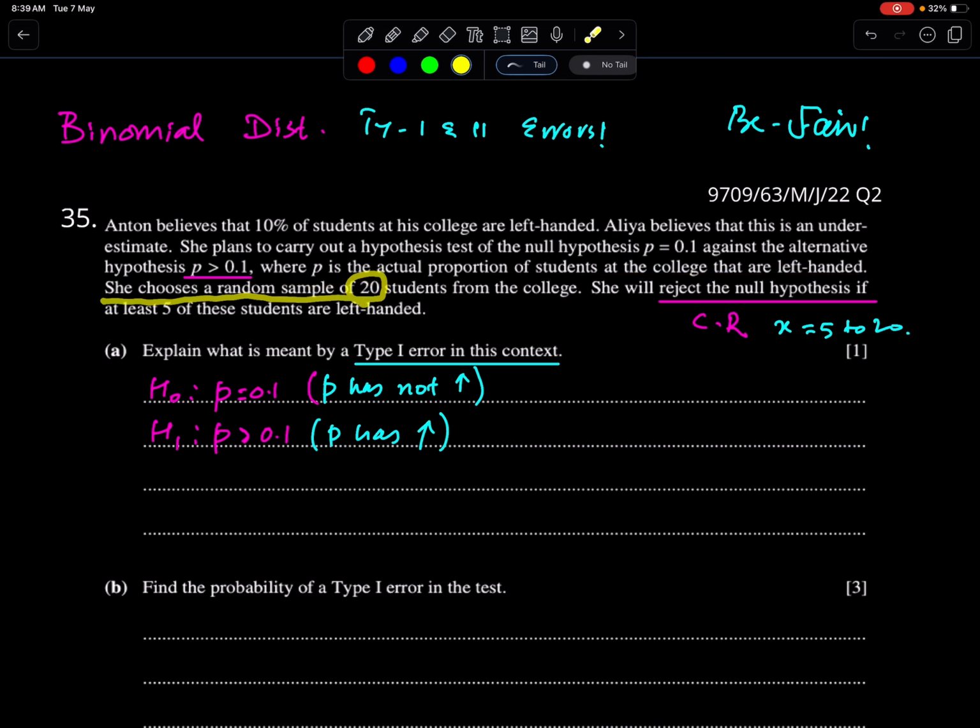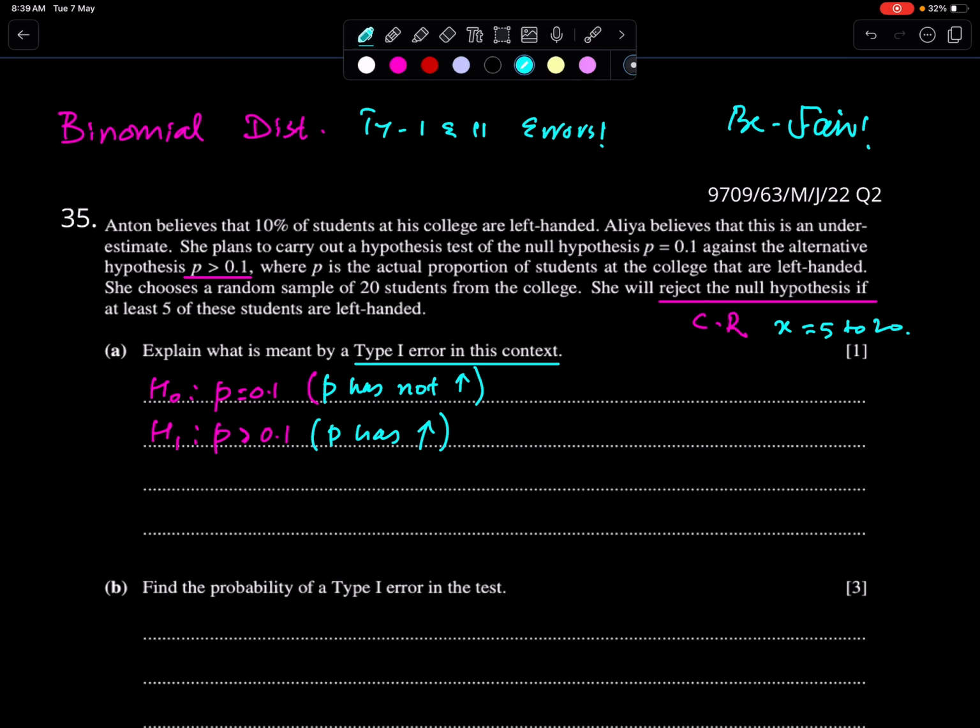This is n of binomial. She will reject the null hypothesis if at least 5 of these students are left-handed. Rejection of the null hypothesis means critical region. So the critical region for this test is 5 to 20 inclusive. Explain what is meant by a type 1 error in this context.